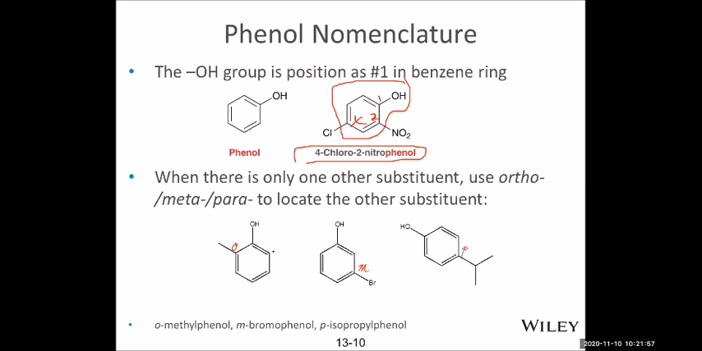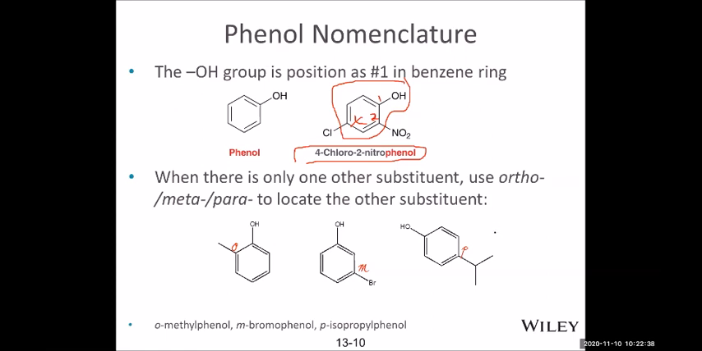So basically that's how we name it. Instead of giving numbers for the substituents, the OMP is a simpler system to name the compound. So o-methylphenol is also 2-methylphenol. The m-bromo is 3-bromophenol. And position 4 has an isopropyl group, so that's p-isopropylphenol. So that's how we name phenols. It has both names, the number and the letter.